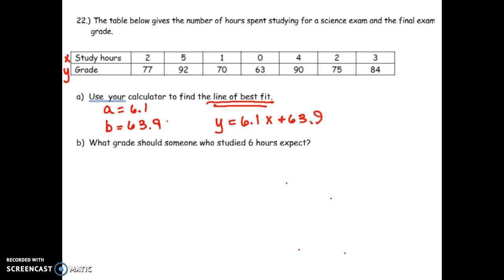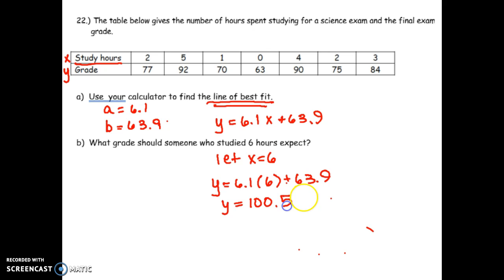What grade should someone who studied 6 hours expect? Your x is actually your study hours, so you're going to let x be equal to 6, and you're going to figure out their grade by typing 6.1 times 6 plus 63.9. When you do that, you're going to get y is equal to 100.5. So they're going to have to get over 100. That's okay. And since I'm going to run out of time, I'm going to stop here and continue the rest on the next video.